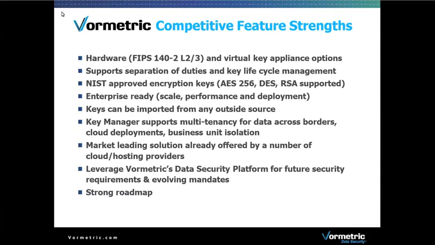In terms of the competitive features that Vormetric offers when migrating from RSA DPM to our data security platform, one, of course, we offer FIPS 140-2 Level 3 HSM support. We have separation of duties and key lifecycle management. We're NIST approved with our AES 256 encryption. We've done many global and enterprise rollouts, so we've already got a proven scale of performance and deployment track record that you can leverage for very large migrations from RSA to Vormetric.